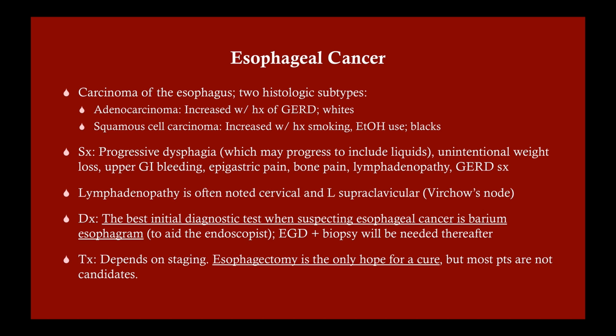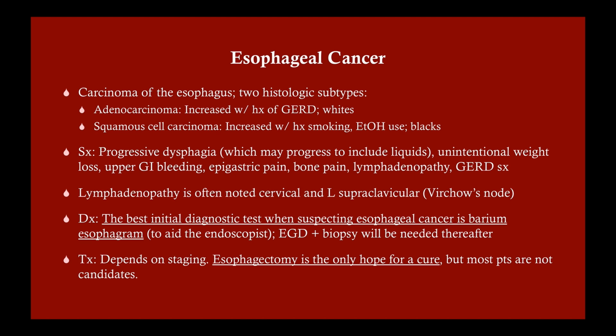Symptoms for esophageal cancer include progressive dysphagia, which may progress to include liquids. Unintentional weight loss, like any cancer. Upper GI bleeding can eventually occur as these cancers begin to necrose. Epigastric pain, bone pain, lymphadenopathy, we're getting here towards your general cancer symptoms. And of course, GERD symptoms, because that's often behind their cancer. Remember that GERD leads to the Barrett's esophagus, and then the Barrett's esophagus, that's a premalignant condition, eventually will turn into an adenocarcinoma.